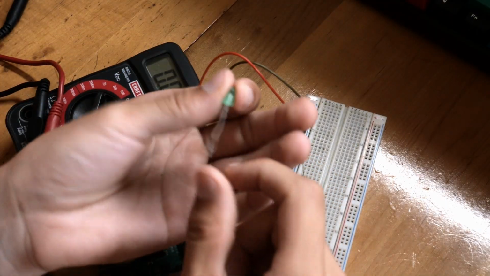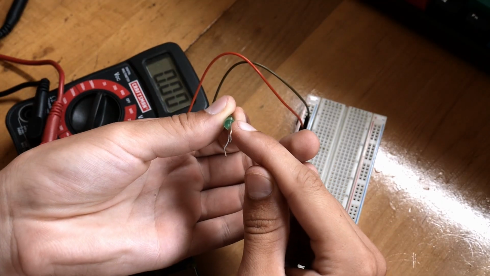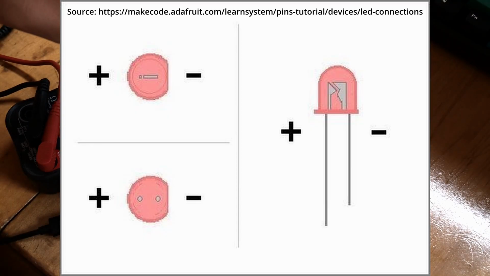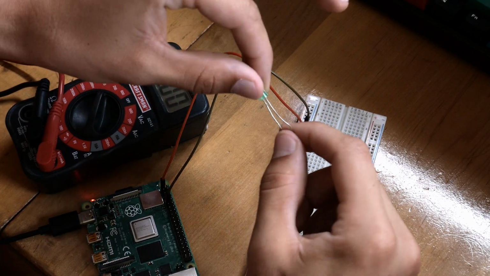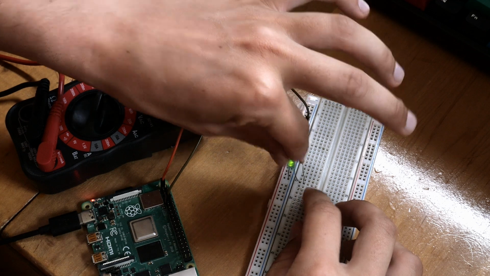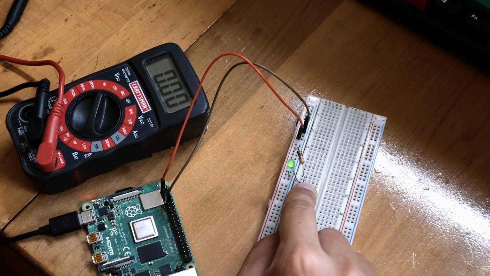Say the leads are about the same size, there's also going to be a notch on the negative side. And I'll add a picture here showing a better example of the notch on the LED. So we want the shorter lead to go into the negative. I'm going to put that in there, and then I'm also going to put it in row 25 next to the resistor.